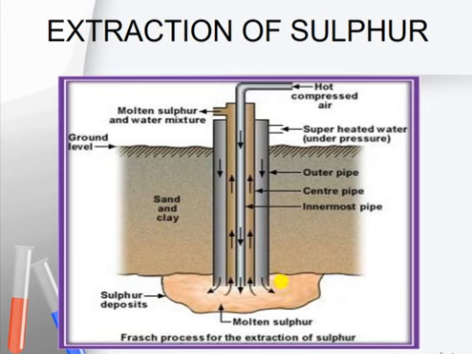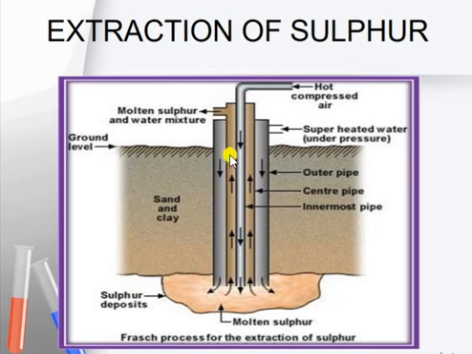Then hot compressed air under a pressure of about 20 to 25 atmospheres is blown down the innermost pipe. This hot compressed air forces the mixture of water and molten sulfur to gush out of the middle pipe.